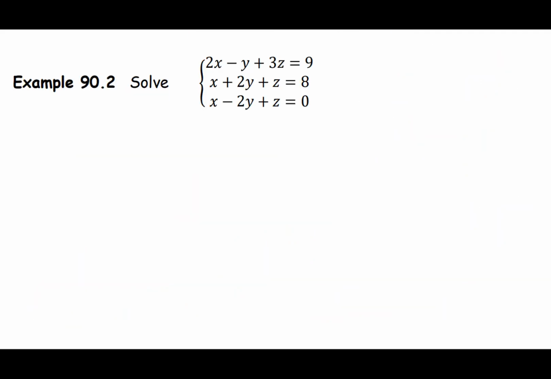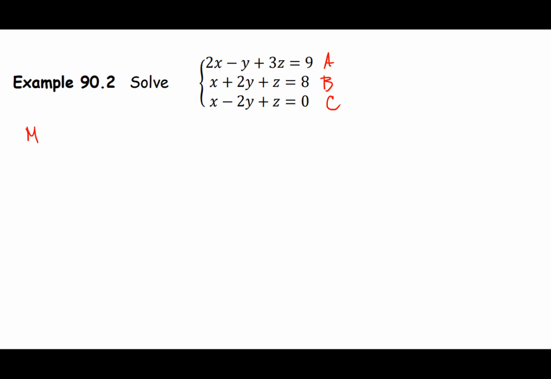Okay, we have another one right here. Again, this one is probably, I would say, easiest to get rid of the y's because you have some positive y's and some negative y's, and that makes it a little bit easier. So let me name the equations. We'll call them equations A, B, and C.